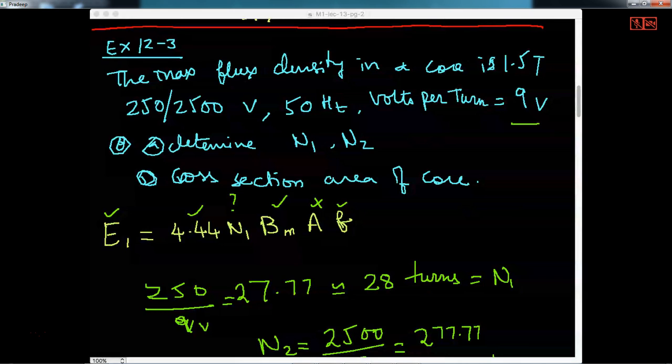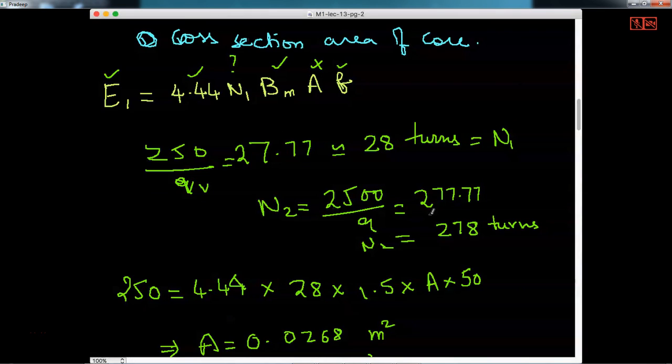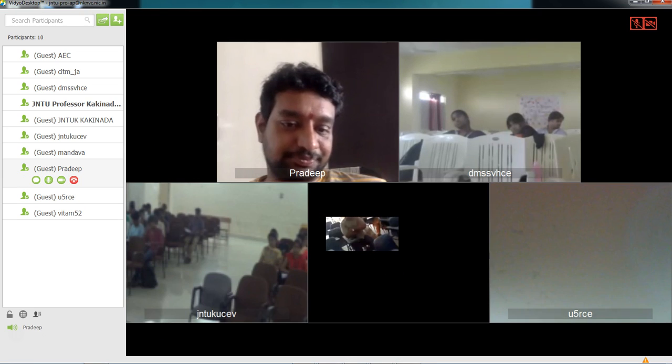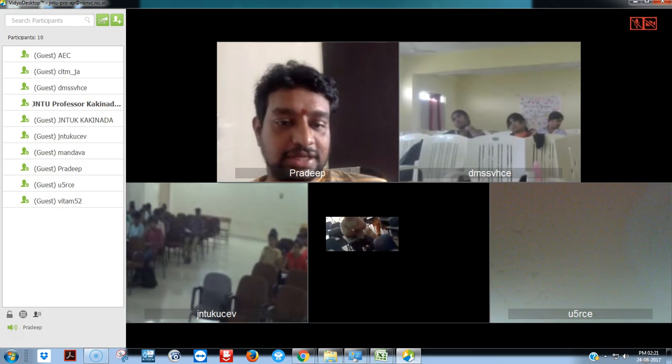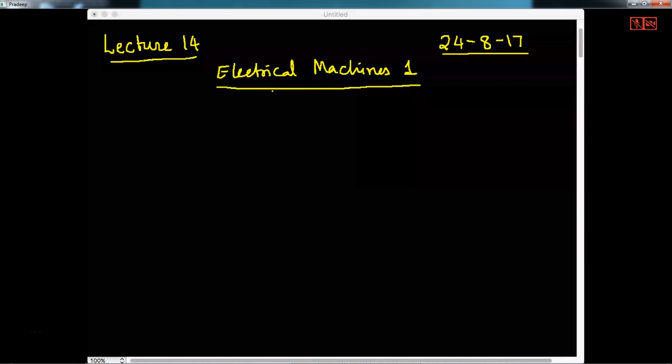Similarly, one more example we have solved, and finally the summary of the last lecture: what is a transformer, why a transformer is required, the EMF equation of a transformer, and some numerical examples we have solved. So this is about the first class on transformers. Today, I want to review one-phase AC circuits.